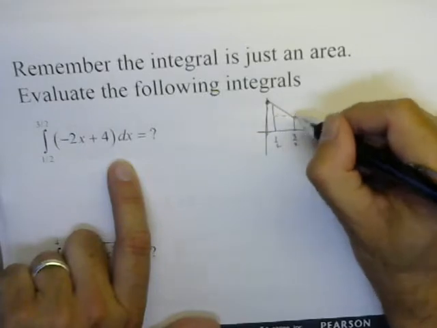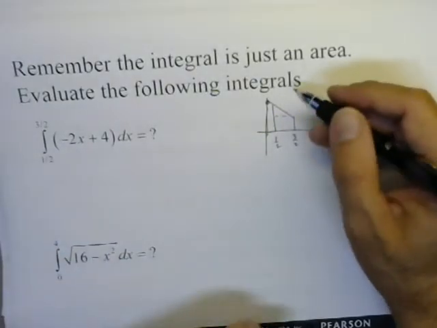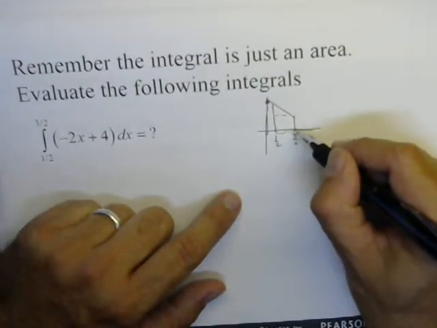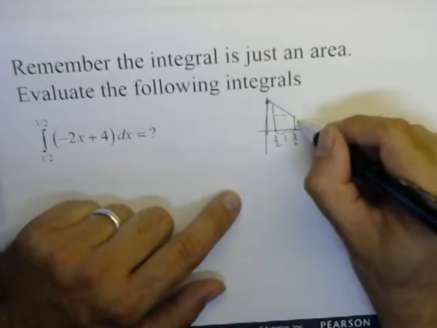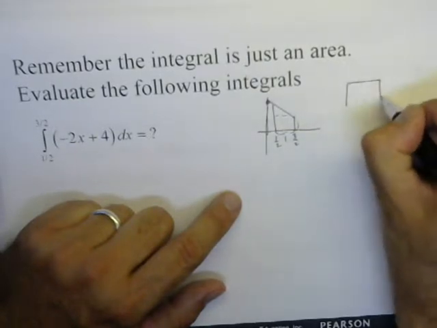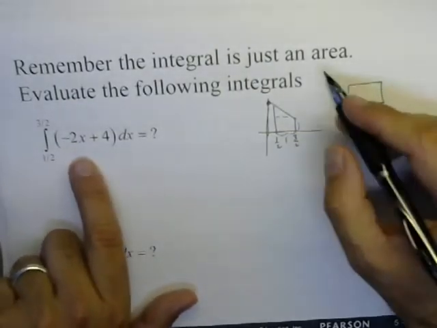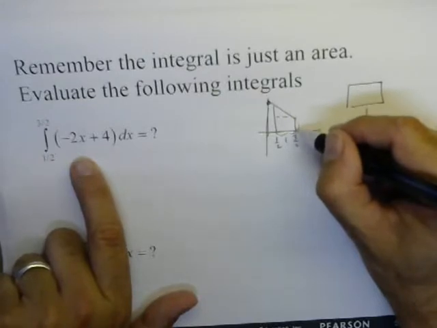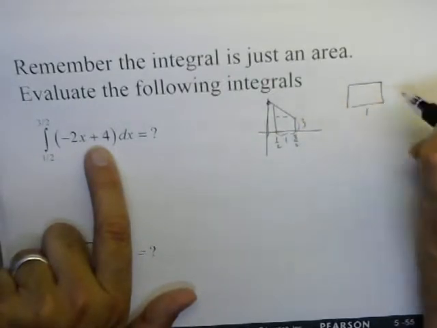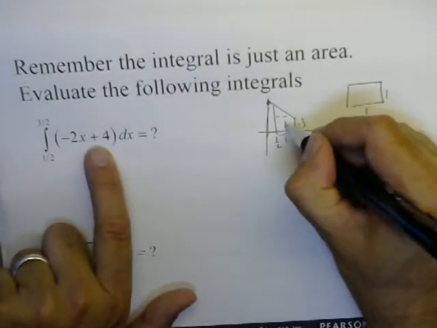Well, again, you could just break that up into a square and a triangle and figure out the area there. So the length here is going to be 1, and then what's the height going to be? That's going to be determined by the function. So for the rectangle, that length will be 1, and the height will be determined by the function. If I plug in 3/2 for x, I'll get -3/2 plus 4, so that'll also be 1. So the area of this will be 1.